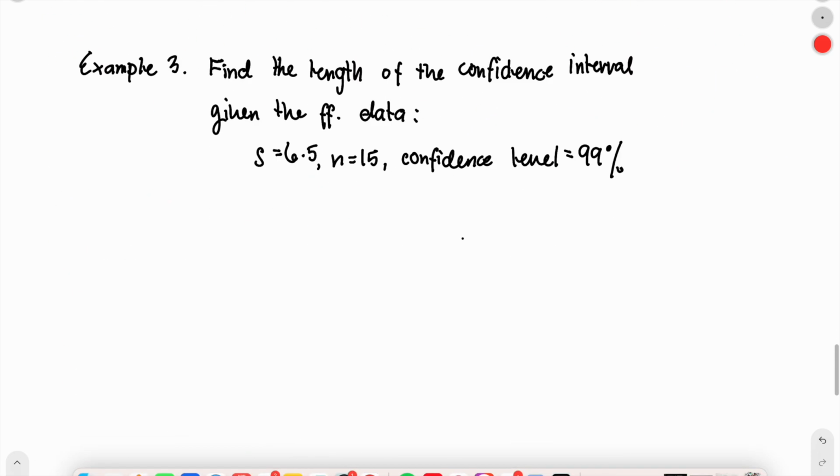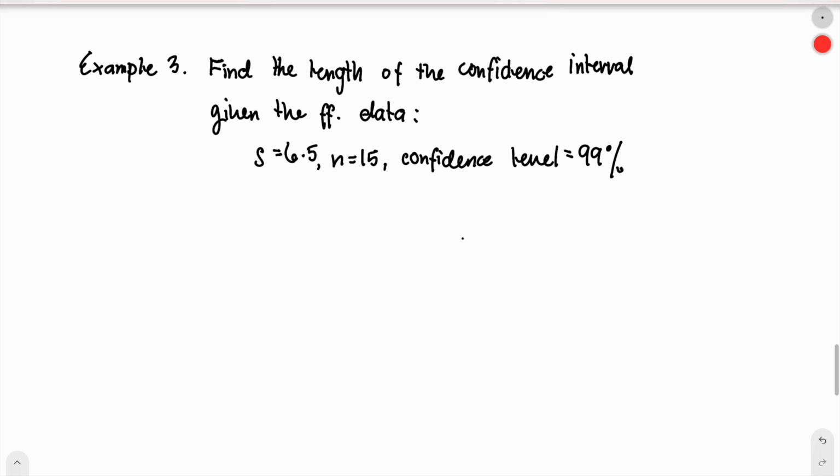Now, for example 3, find the length of the confidence interval given the following data. We have s, our sample standard deviation, equal to 6.5. Our n is equal to 15, and our confidence level is equal to 99%. So notice that n here is less than 30. Therefore, it is t distributed, or we should use the t table.